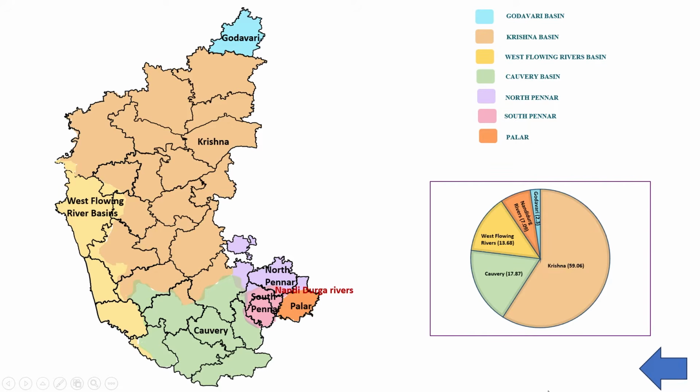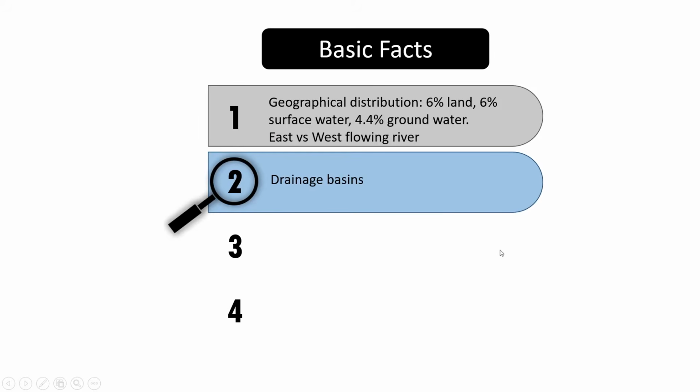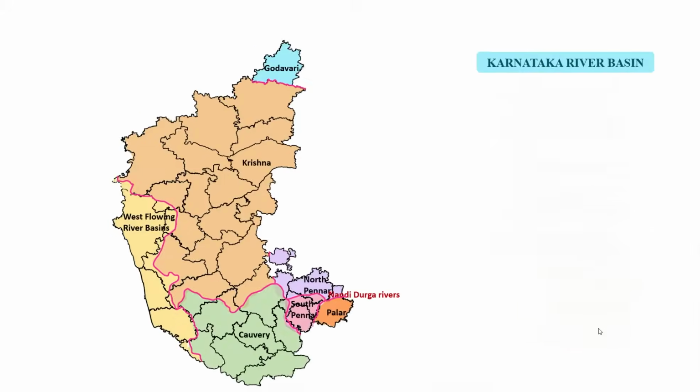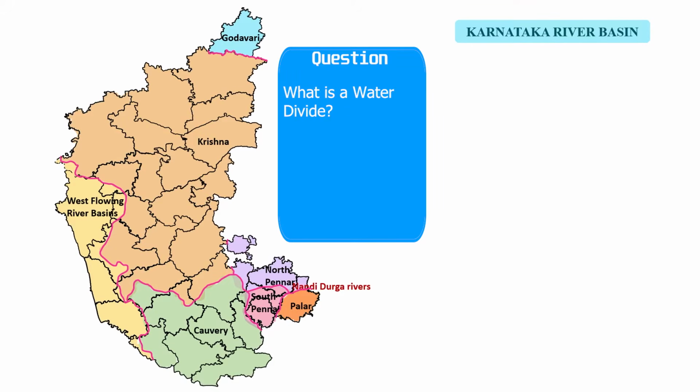Alright, moving on, we have seen the drainage systems of Karnataka. Let us now see the important water divides in Karnataka. We have four main water divides. Let us see all of them. What is a water divide? A water divide is a mountain range or a system of higher plateaus from where the water drains into opposite directions.